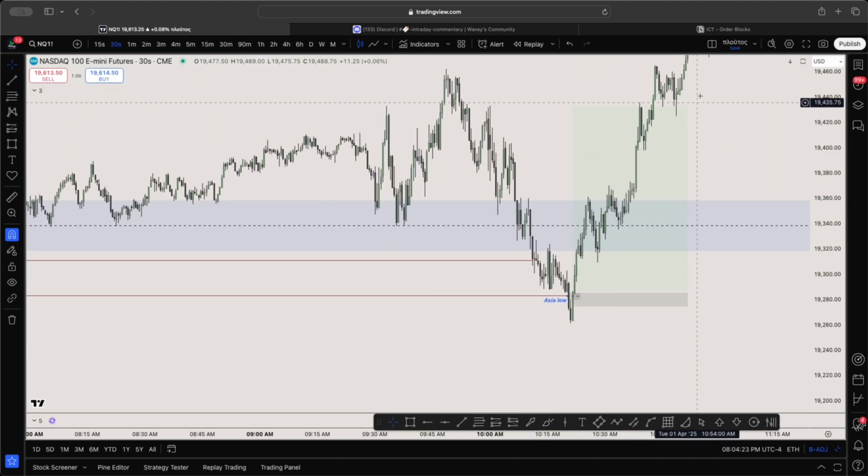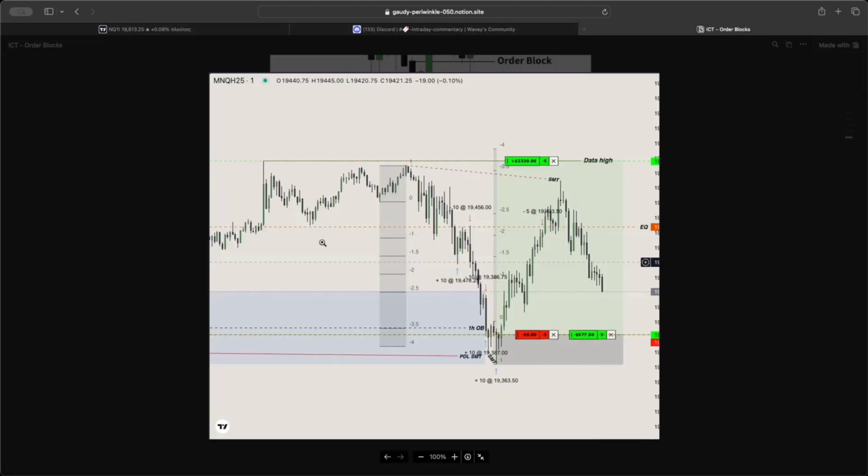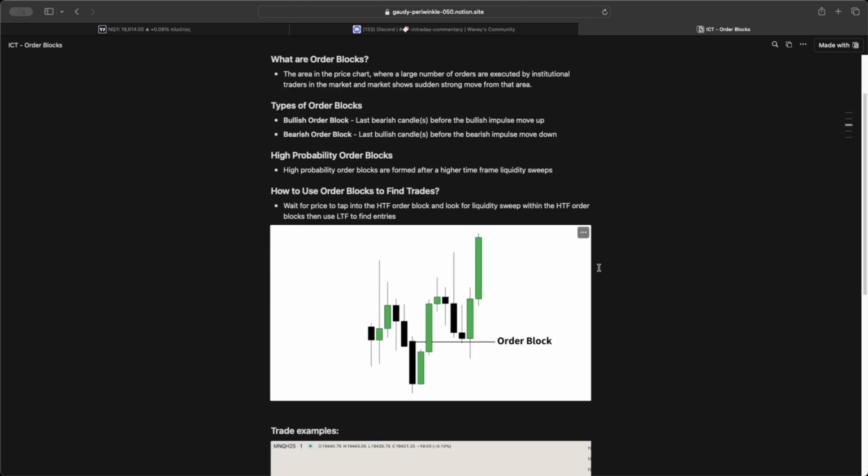So that's how I use order block. So let's recap what I went over here. So pretty much we're talking about order blocks. When we're talking about order blocks, we want to make sure that we understand the high probability order blocks, pretty much just looking for liquidity sweep and then using that order block after liquidity sweeps. And then to be able to use order blocks for entries, we want to make sure that we wait for price to come into that order block. And then we want to wait for a liquidity sweep within that order block before or after.